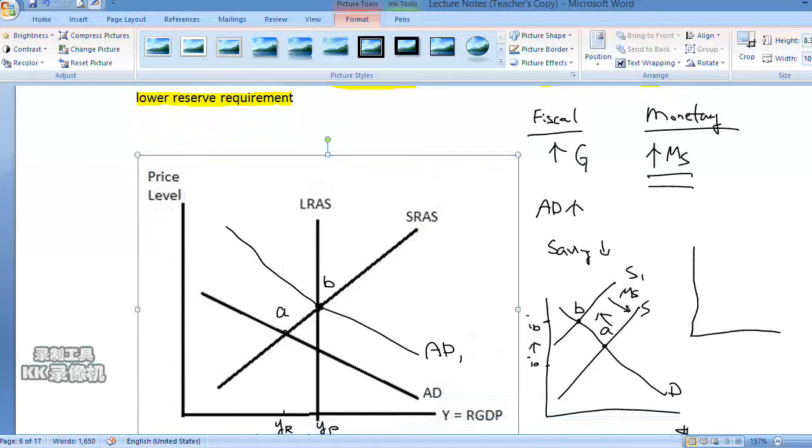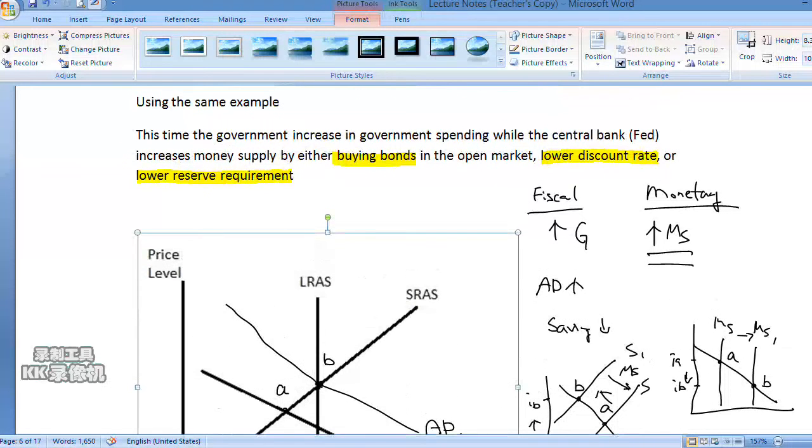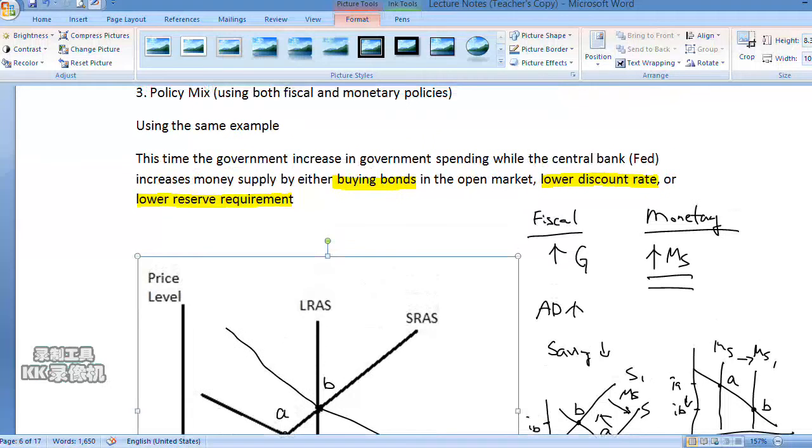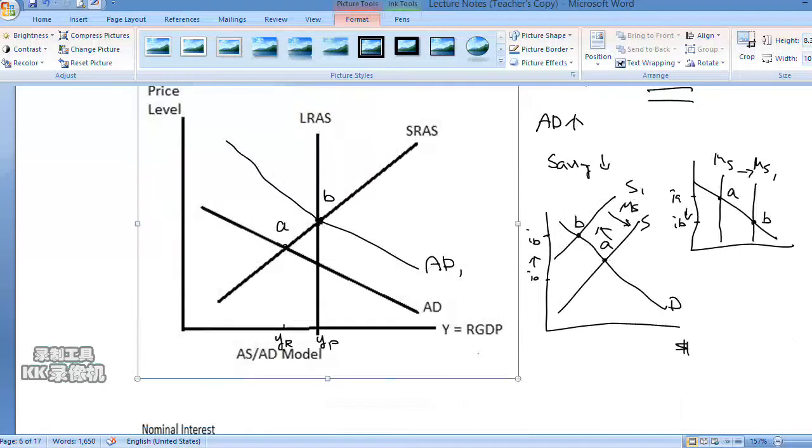In the money market, you will just get the same picture. So as money supply increases, the central bank is able to influence the interest rates. Okay, so the government and the central bank can work together to implement fiscal and monetary policy to eliminate the crowding out effects.